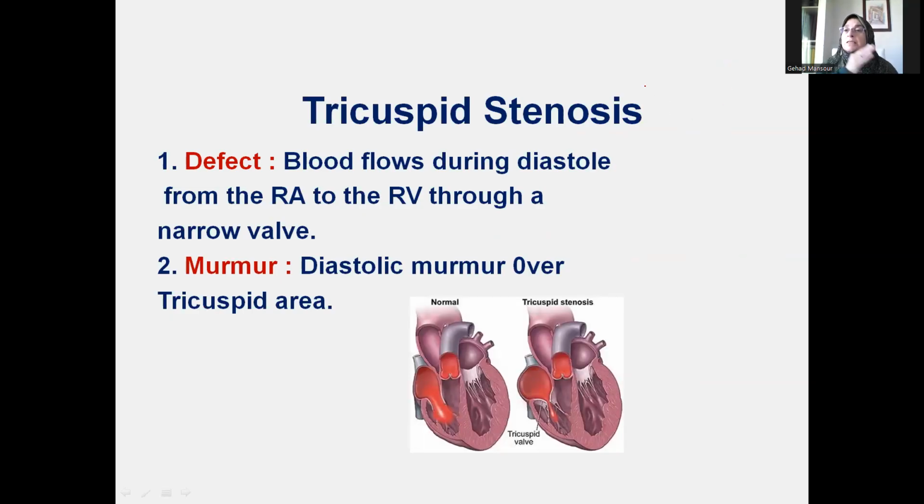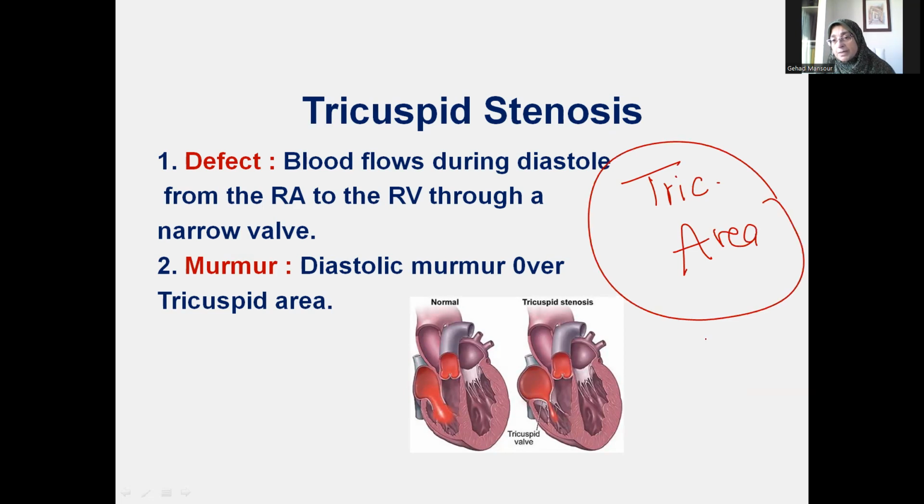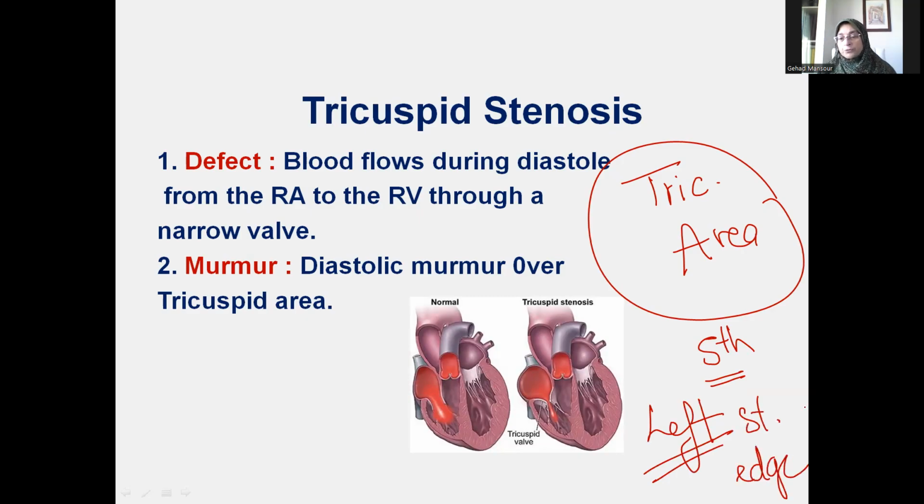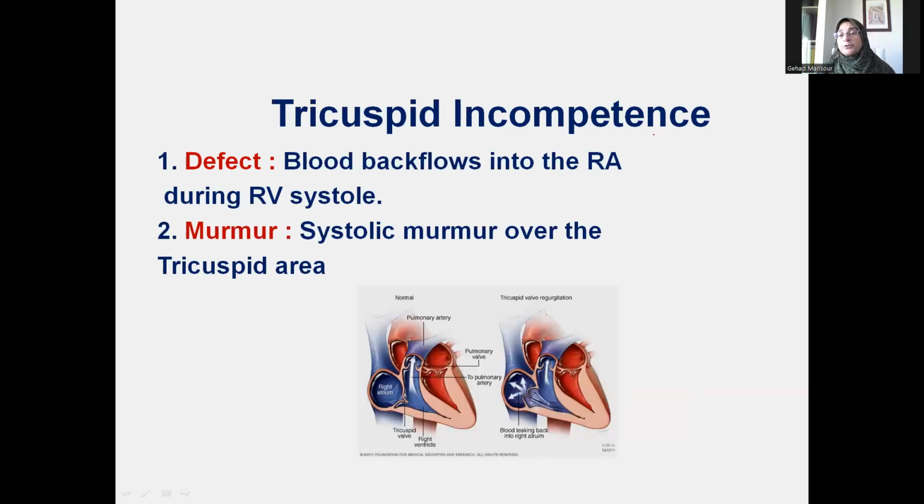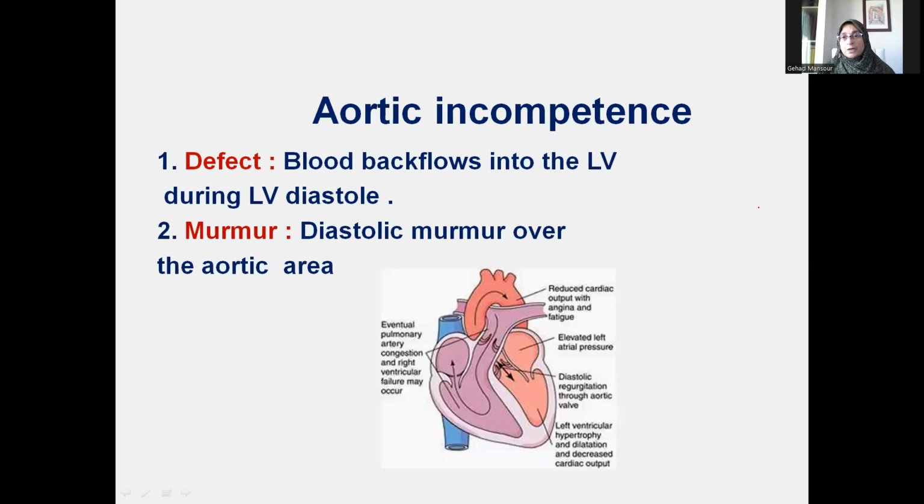Tricuspid stenosis is similar in all characteristics to mitral stenosis, except that it is heard over the tricuspid area, which is the fifth intercostal space, left sternal edge. Okay, this is as regards tricuspid stenosis. As regards tricuspid incompetence, it is very similar to mitral incompetence, meaning that it is a hollow systolic murmur, and the only difference is that it is heard again in the tricuspid area, which is the fifth intercostal space, left sternal edge.